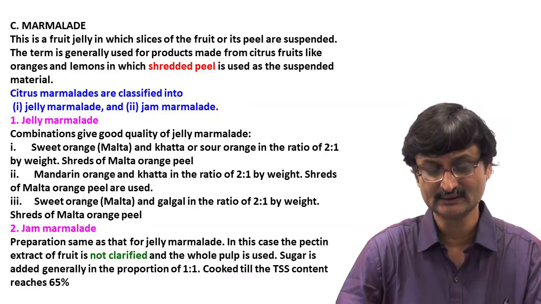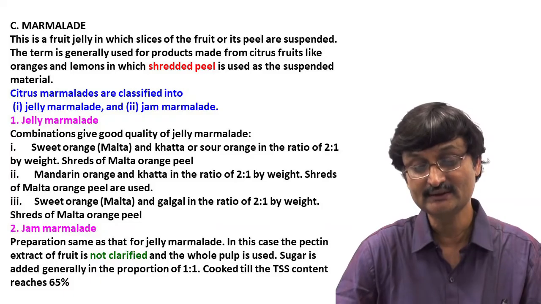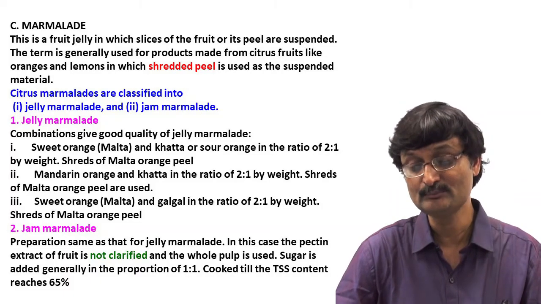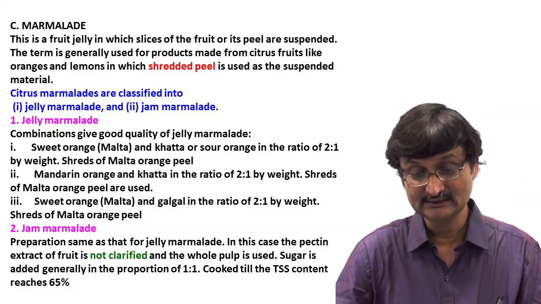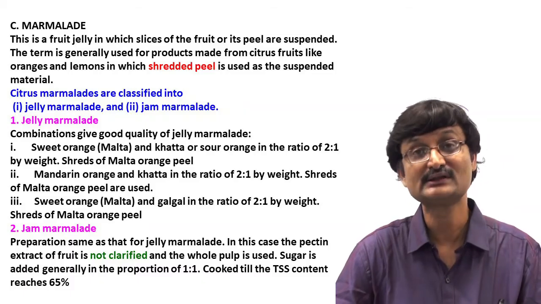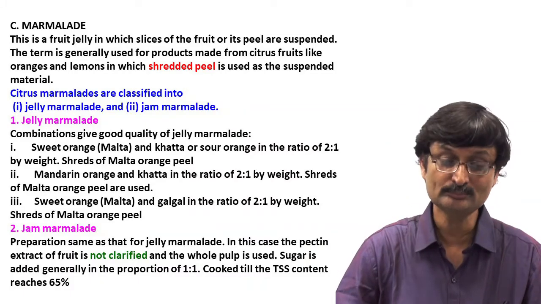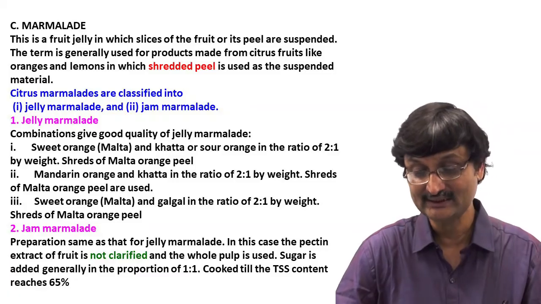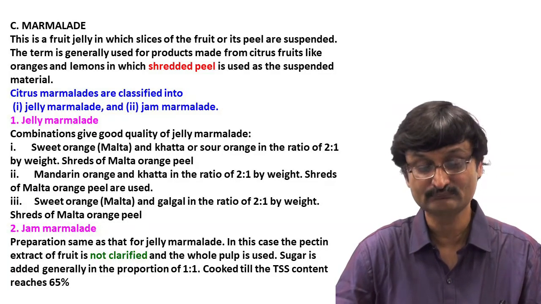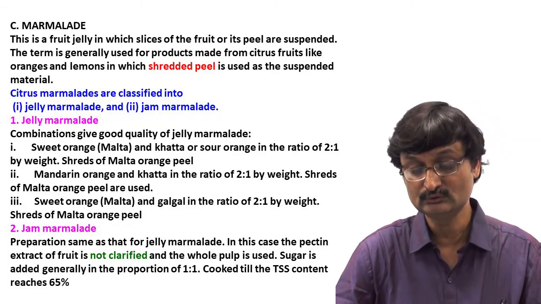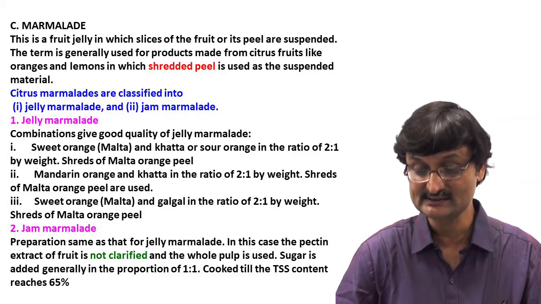And jam marmalade. In case of jam marmalade, it is the same as that of jelly marmalade, but here the pectin extract of the fruit is not clarified and the whole pulp is used. Sugar is added generally in the proportion of 1:1, cooked till total soluble solid content reaches 65%.